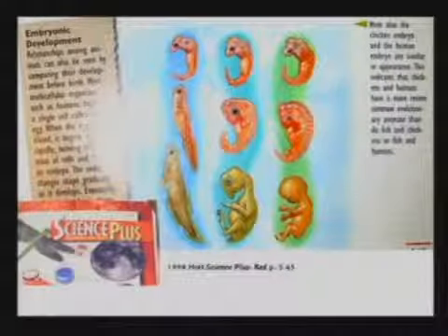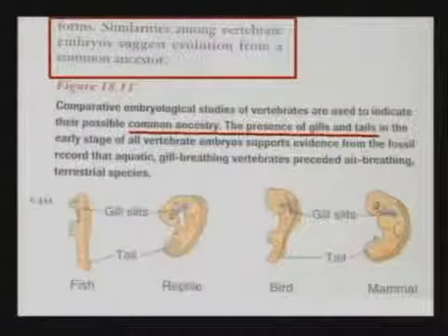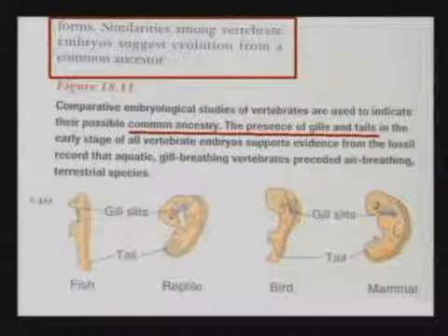But I checked his 2000 edition, and it was still in there. I don't know if it's in his 2004 edition or not, okay? But here's a 1998 edition still using the embryology as evidence for evolution. This one says they have common ancestry because of the presence of gills and tails, okay?